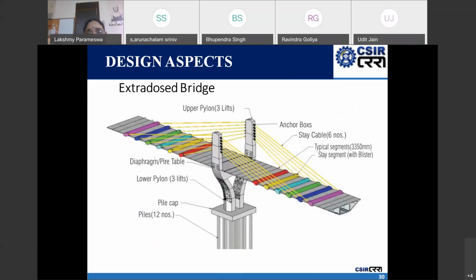This is another extradosed bridge which has been constructed in Gujarat, and you can see here that many bridges have been constructed. I think some 25-26 bridges have been constructed so far. They all have box sections, especially the precast segmental boxes. They have been used, and they have been supported with the help of these cables here.